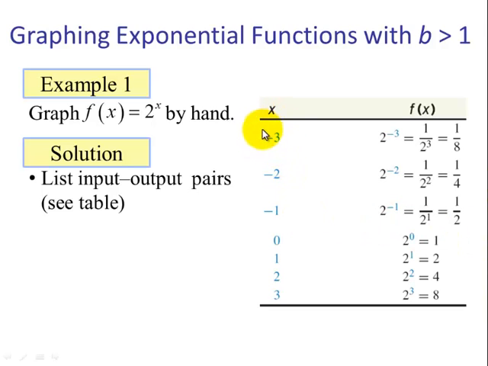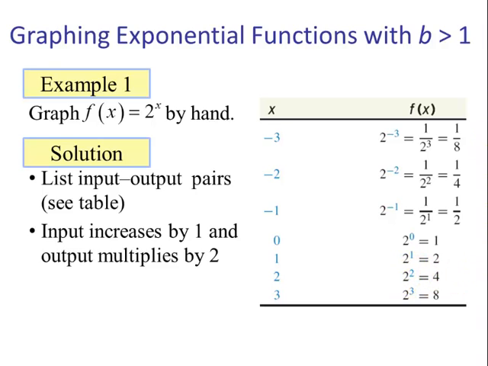So when x is -3, we have 2 raised to the -3 power, which becomes 1/8. For -2, we have 1/4. -1 is 1/2. 2 to the 0 power is 1. 2 to the first power is 2. 2 to the second power is 4. And we have our table of values here.